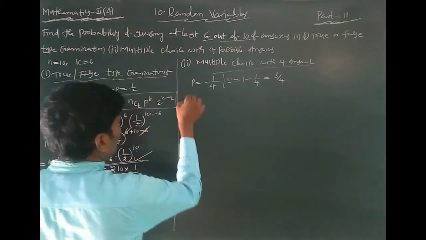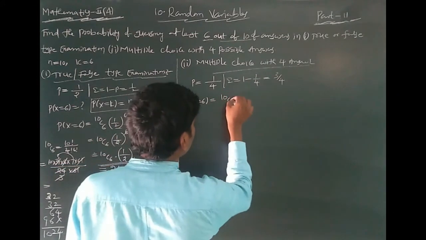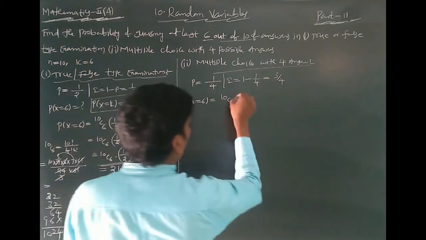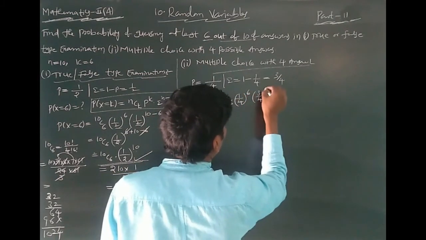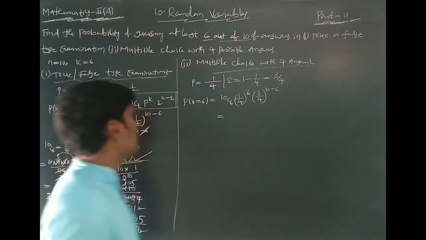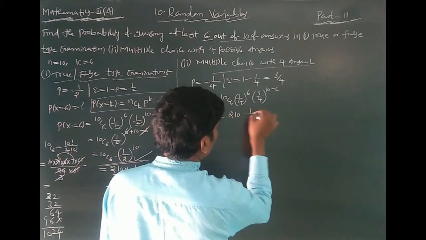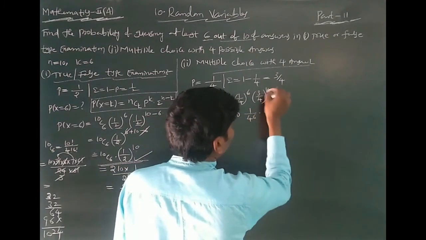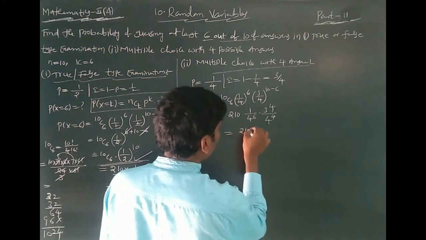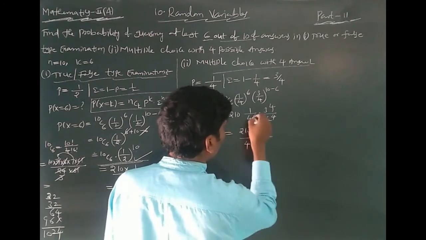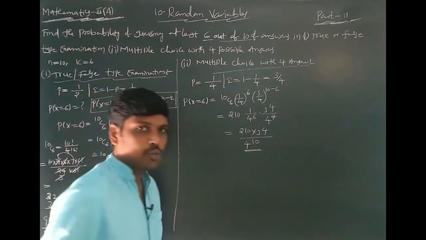You can write similarly, P of x is equal to 6, that is equal to 10C6 into 1 by 4 whole power 6 into 3 by 4 whole power 10 minus 6. Here this can be simplified. 10C6 is nothing but 10C4. 1 by 4 power 6. 3 power 10 minus 6, how much? 4. 3 power 4 by 4 power 4. You can write 10C4 into 3 power 4 by 4 power 6 into 4 power 4, that is 4 power 10. This is also the correct answer.